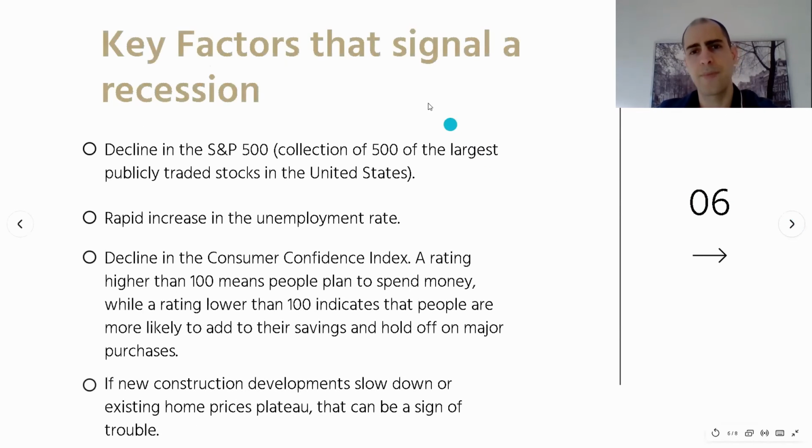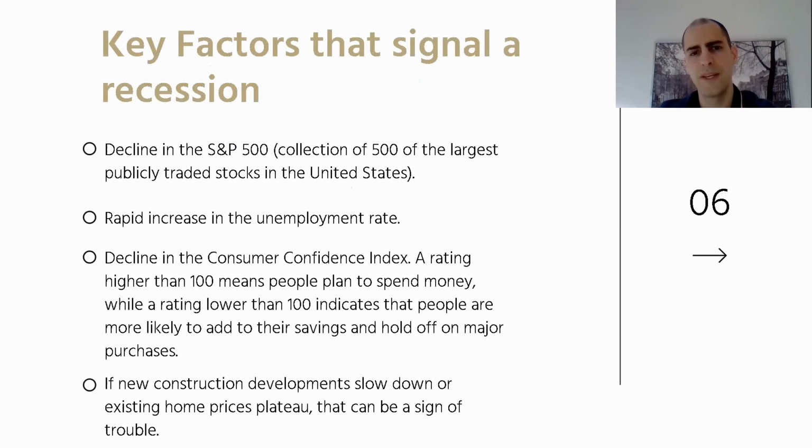And of course, last but not least, the unemployment rates also begin to rise during contraction, at least in the beginning phase. Now, what are some key factors to signal the recession? Once you enter the contraction, the later stage of contraction is the recession. So I put together 4 factors to watch out for. Number 1 is the decline in the S&P 500.